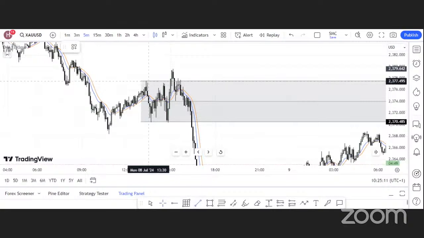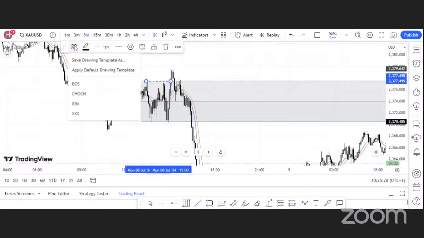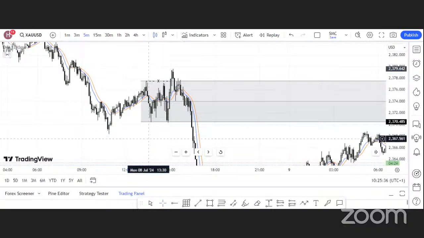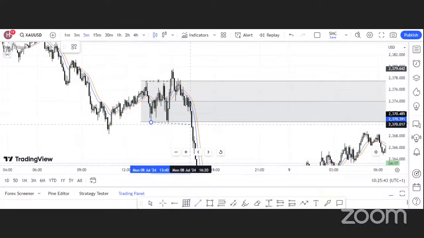As you can see, we have this level where the market had purged liquidity on the lower time frame. So this is the 5 minutes time frame. Let's label this as our liquidity purge, and this level as our change of character.